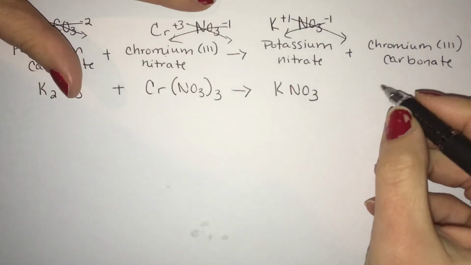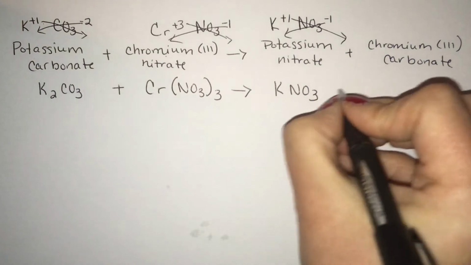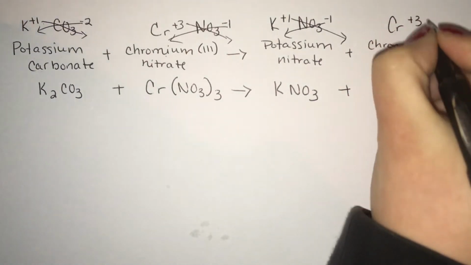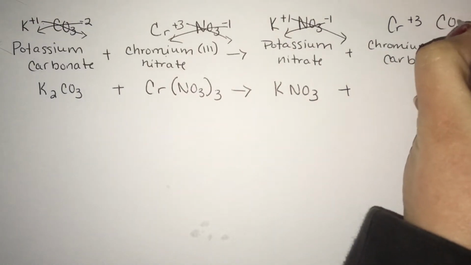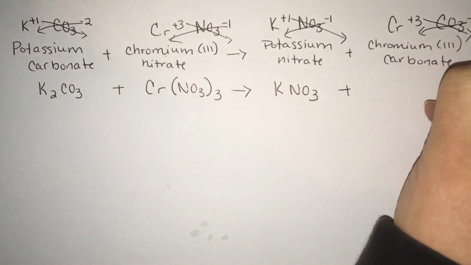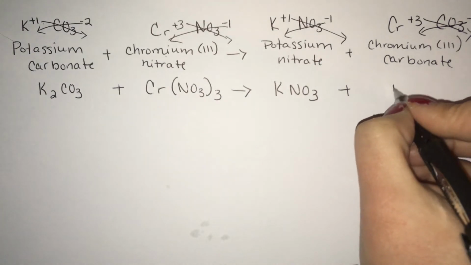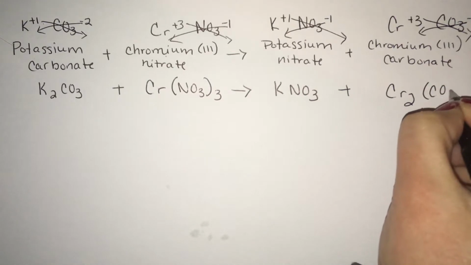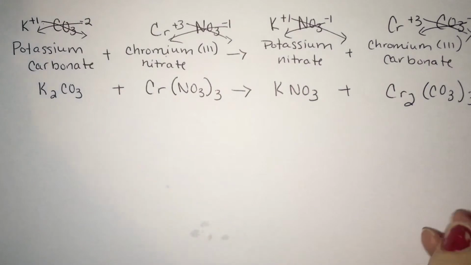Okay, chromium, Cr +3. And carbonate, CO3 with a -2 charge. So we're going to bring those here and here. And it will be Cr2(CO3)3.